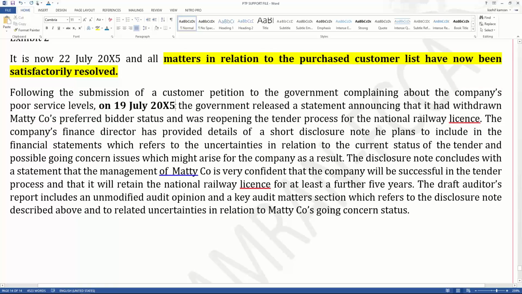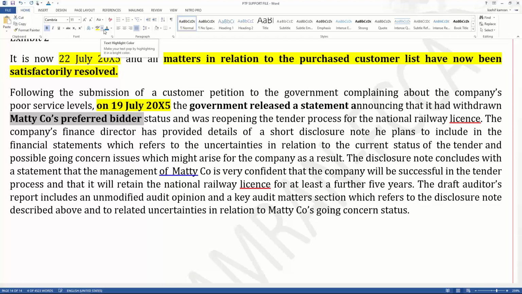Because the government took a decision on the 19th of July. We are standing on the 22nd of July, and we are about to sign the audit report. Before the audit report, on the 19th of July, the government released a statement announcing that they are opening the bidding process, and METI is no more a preferred bidder. So is that escalating the going concern problem? Is that escalating the material uncertainty? Yes. No, the company will still not liquidate, Hamza, but the material uncertainties will become more evident.